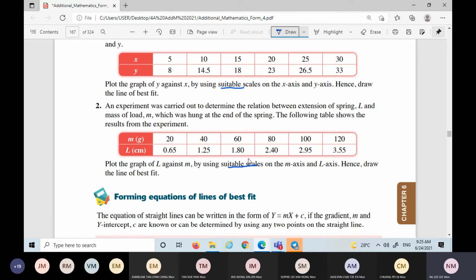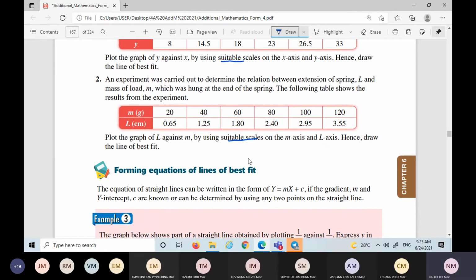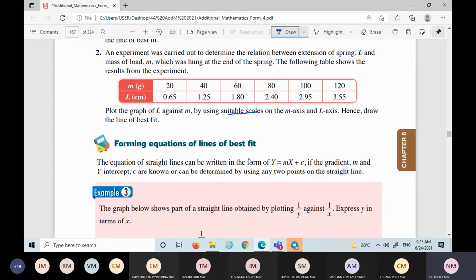Usually, I say usually, in the exam they will give you the scale. They will not say to use a suitable scale. Then different students using different scales, the answer may not be the same actually. It can vary quite a lot.